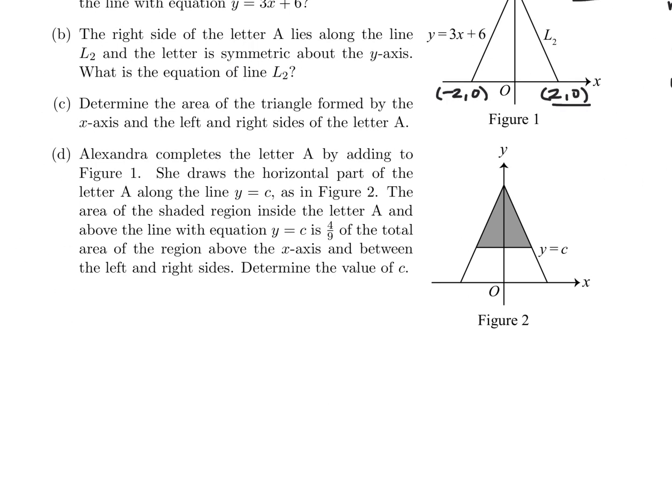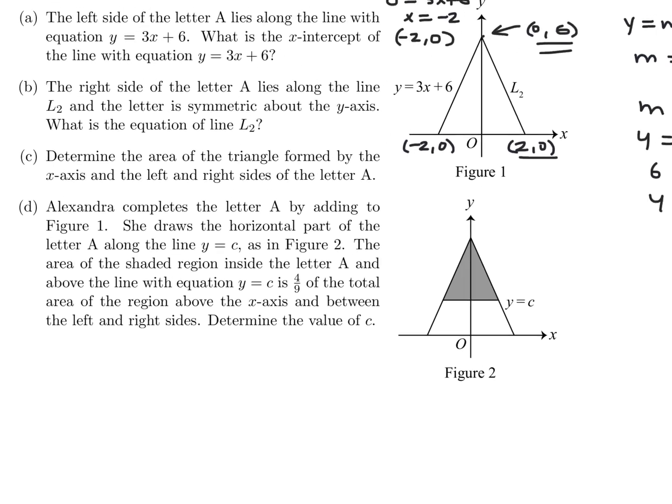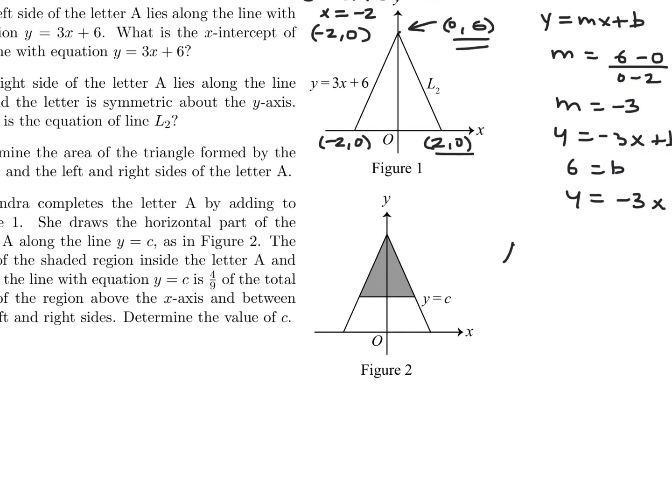Determine the area of the triangle formed by the x-axis and the left and right sides of A. Okay, so area of a triangle is 1/2 base times height. And the base is from here to here, so that looks to me like 4. And the height is from there to there, and that's 6. So that would calculate to 12.